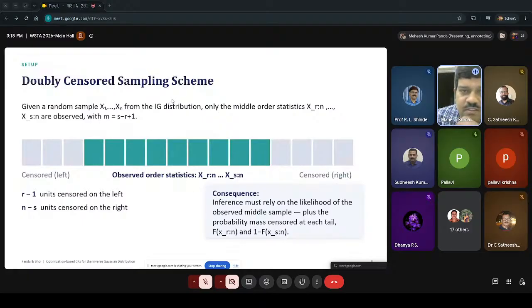So this is the doubly censored sampling scheme. Let us consider a sample with n observations, and arrange these observations to get the n order statistics. Here you can see that the first r-1 items are censored, which represents the left censoring, and the right censoring is the last s observations. So n-s units are censored on the right side, and r-1 units are censored on the left side.